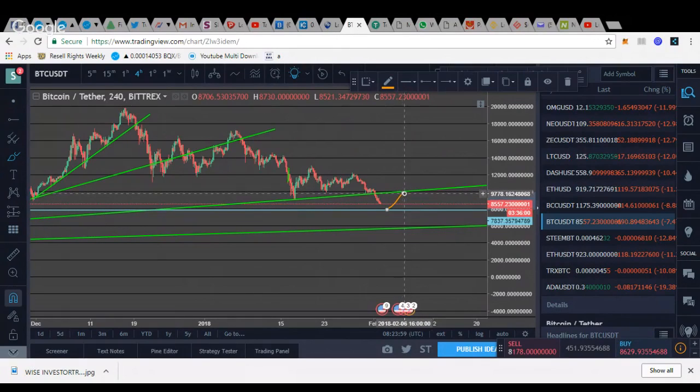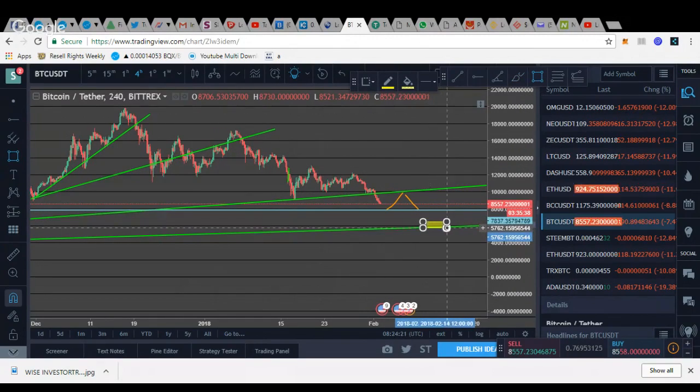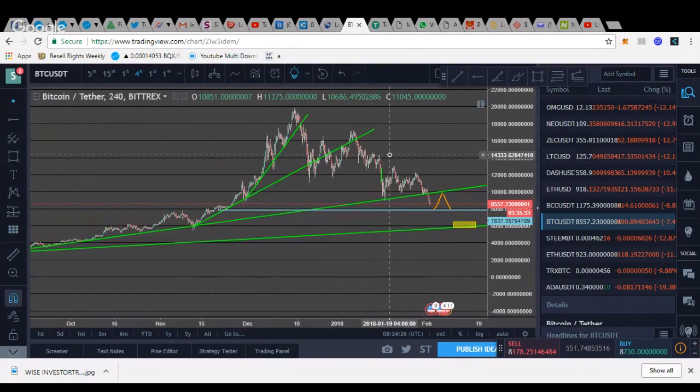Now, if it's rejected at this resistance, that means Bitcoin will definitely test this region. So this is not the best time for you to buy Bitcoin. It's following this. So let's look at Ripple now and see what is going on in Ripple.